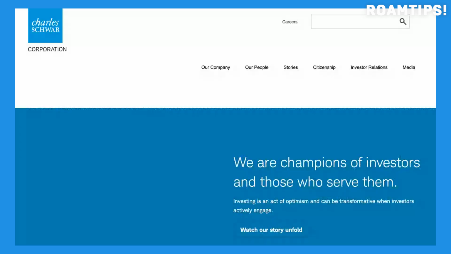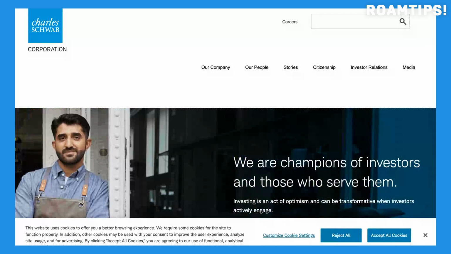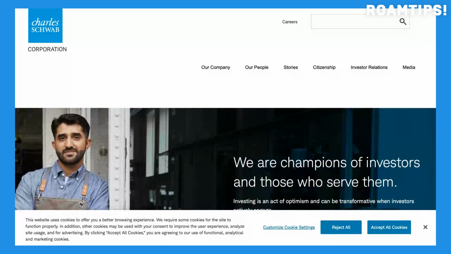While the vast amount of information can initially seem daunting, the platform is designed to cater to both novice and experienced investors. With its user-friendly interface, robust tools, and extensive educational resources, Schwab provides a valuable online experience for individuals seeking to manage and grow their wealth.